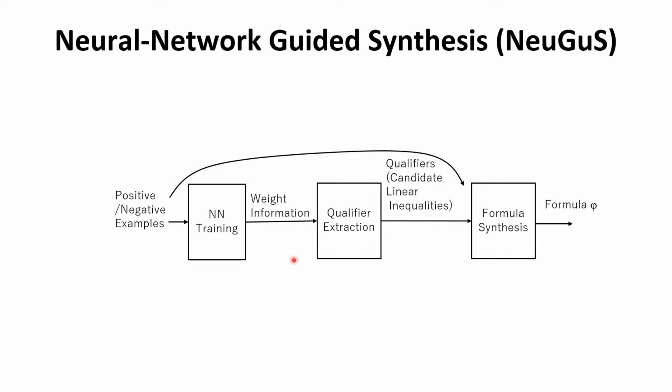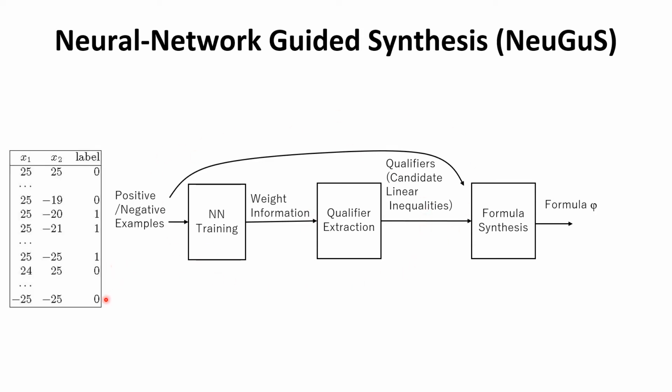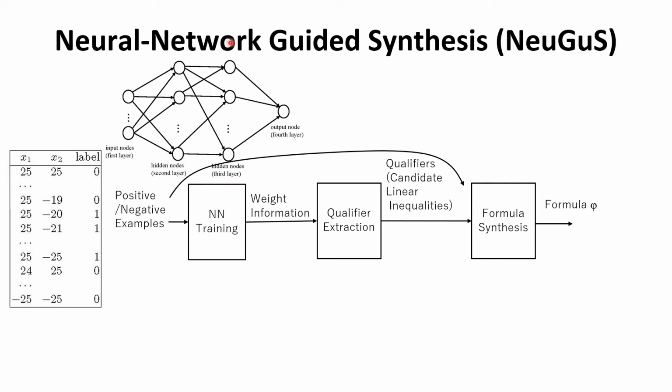So here is an overview of our whole framework. Given the learning data, we first prepare a neural network and train it. But here we actually use a 4-layer network instead of the 3-layer network in the previous slide. And the idea here is to let the first hidden nodes recognize inequalities, and the other two layers recognize a Boolean combination of those inequalities.